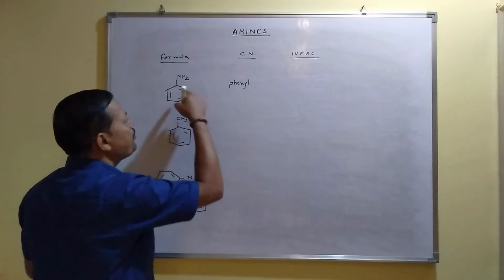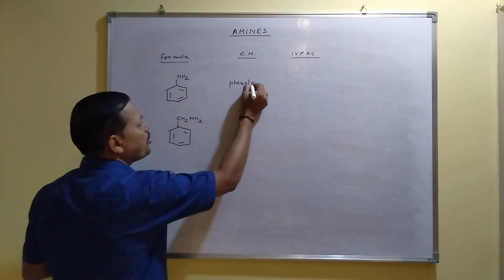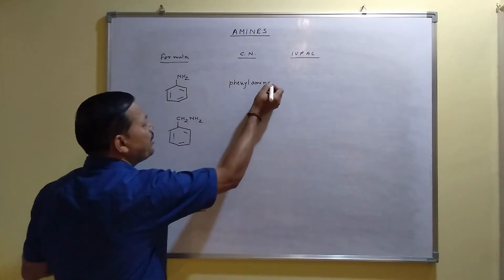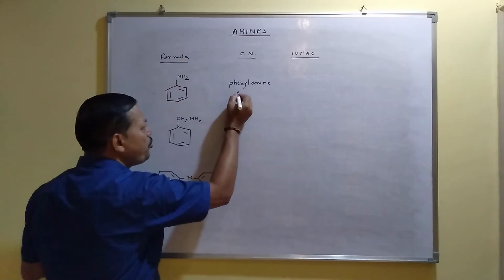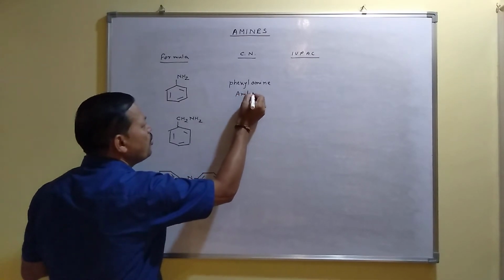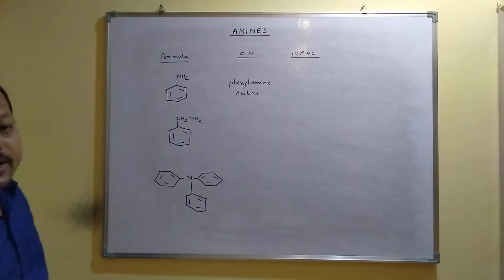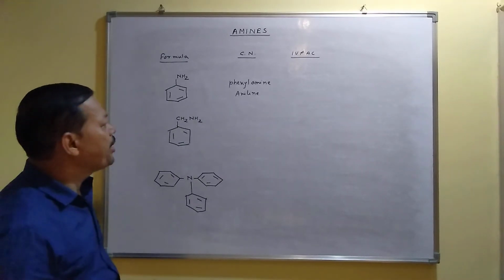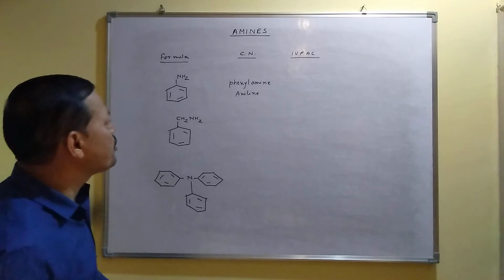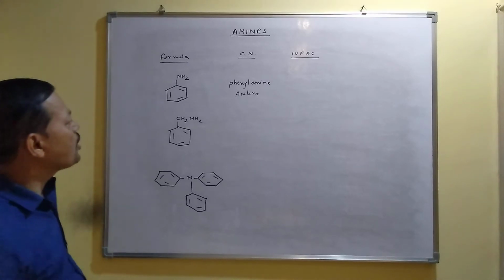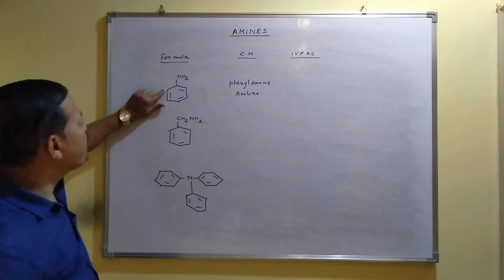Like methylamine, the benzene ring is called phenyl. That's why you can write phenylamine, and it has a popular common name. It is also called aniline. In common name it is called aniline, and aniline is one of the popular common names. Mostly aniline is used. For the IUPAC name, the main chain here is benzene, na?